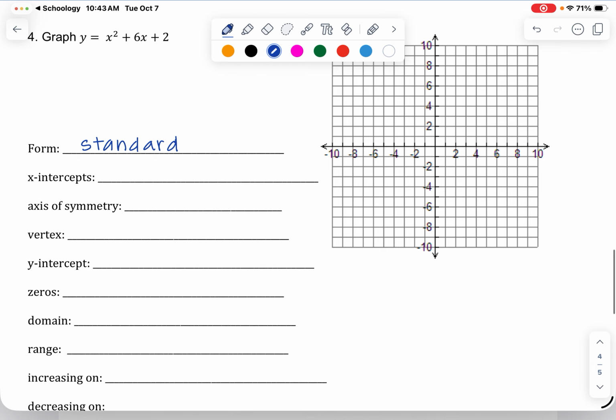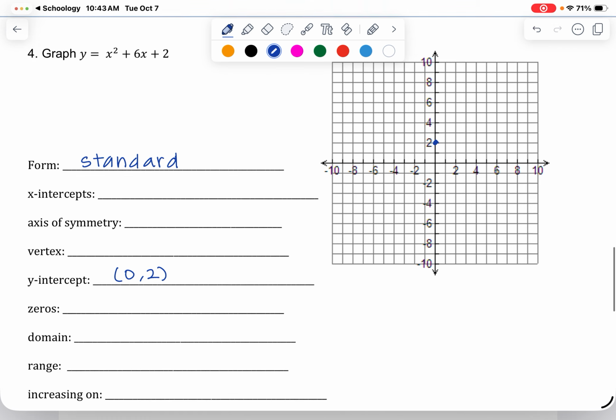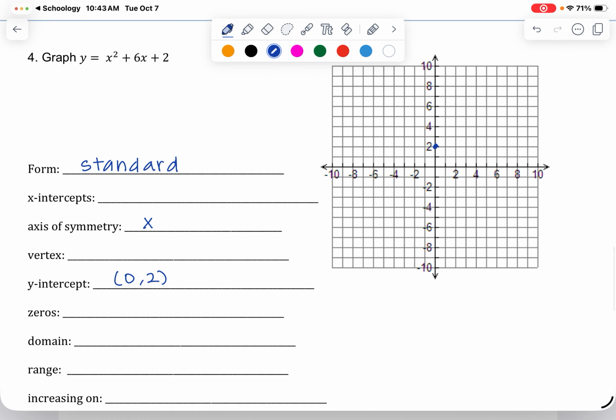All right, so I'm going to do this one the same way I did the other one. I'm going to start by saying I can find the y-intercept. That's easy, 0, 2. And I'll graph that, 0, 2. All right, next I'm going to do the axis of symmetry and the vertex. So axis of symmetry is x equals the opposite of b, so -6, over 2 times a, which is 1, so that's -3. So the axis of symmetry is x equals -3.